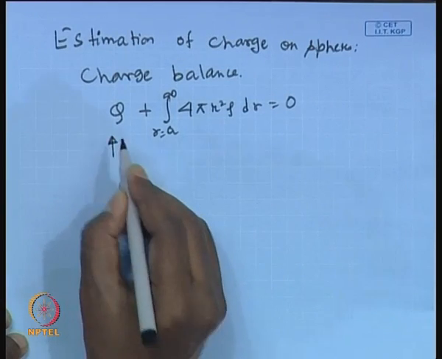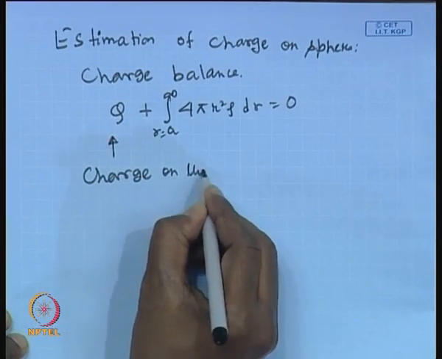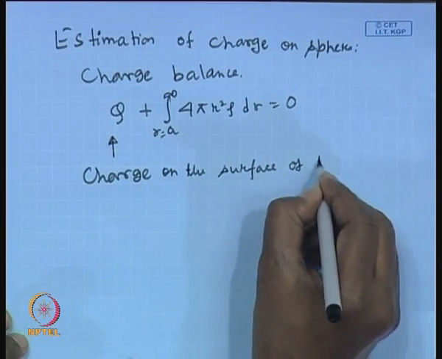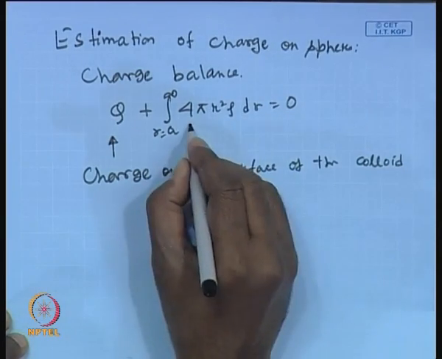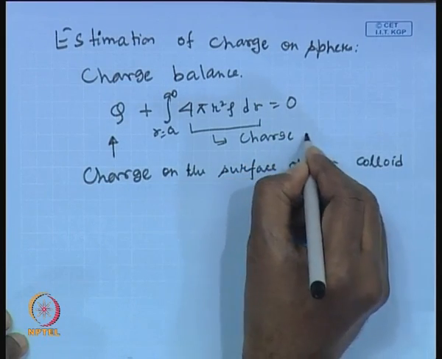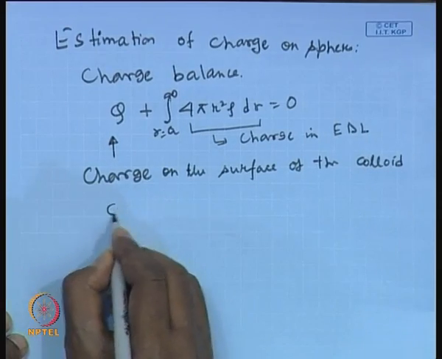So, this is the charge on the outer surface of the colloid, and this term will be the net charge in the electrical double layer. Okay. So, what is your Q?